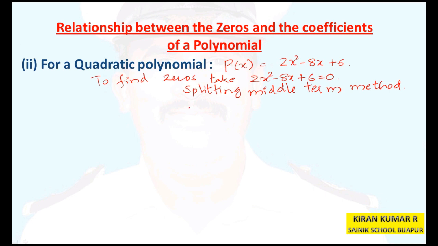In this method, we should have two different numbers to get the sum and the product. Here the sum is minus 8 and the product is 12, because the coefficient of x square is 2 and the constant term is 6. We need to multiply them, that's the product. So we have to take two different numbers such that their sum becomes minus 8 and the product becomes positive 12.